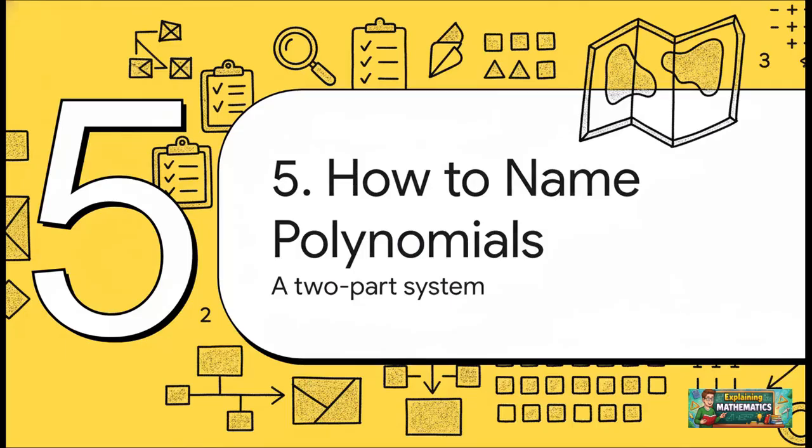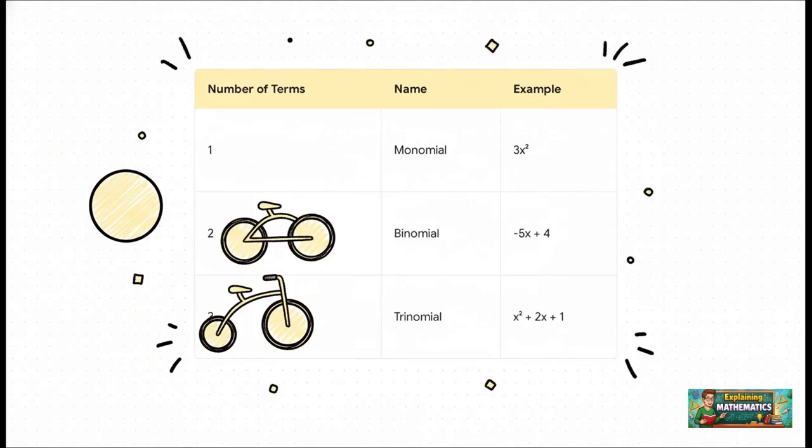All right, so once an expression passes the test and we know for sure it's a polynomial, we can start to classify it. And mathematicians have a pretty handy two-part naming system just to keep everything neat and organized. First off, you can name them based on how many terms they have, which is super intuitive. If it's just one term, it's a monomial. Got two terms? That's a binomial. You know, like a bicycle has two wheels. And with three terms, you've got a trinomial, just like a tricycle. It's really just a simple shorthand for how many pieces it has.